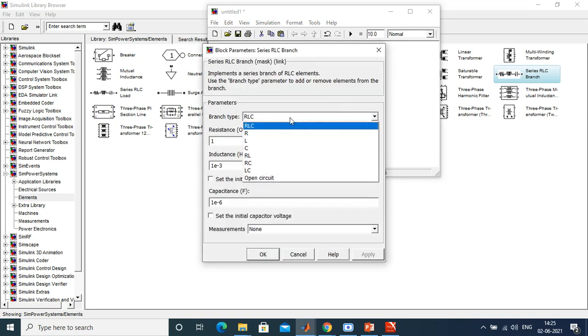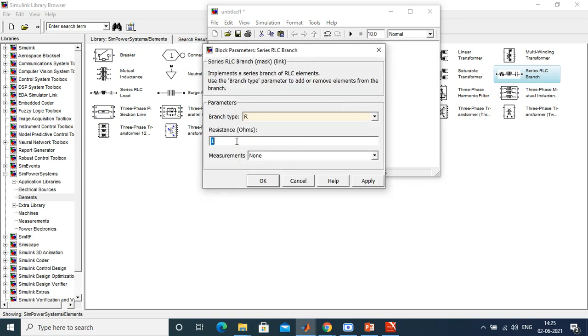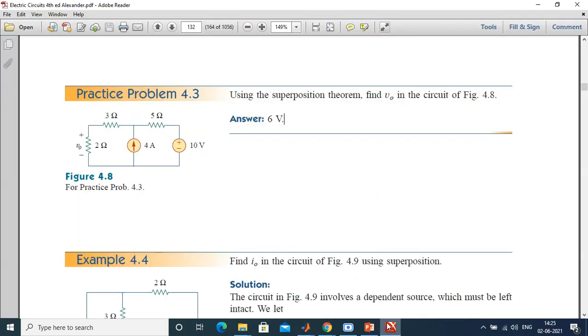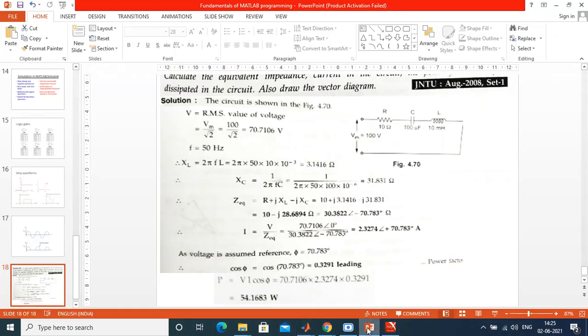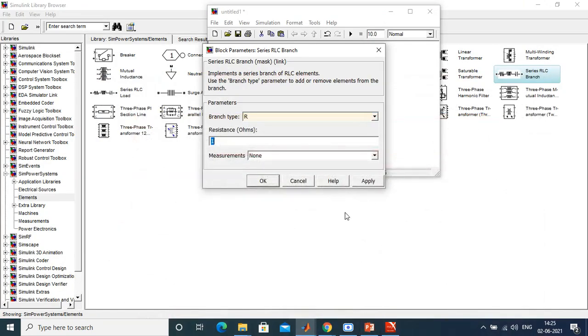So here I will click the branch type as R. What is the R value? Sorry, R value is 10 ohms.